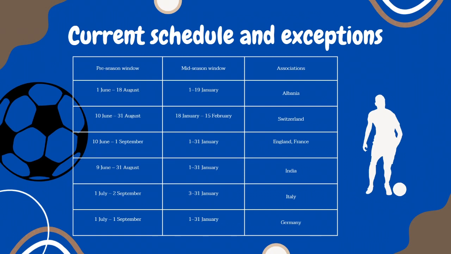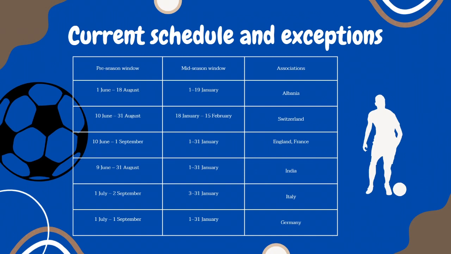England and France start on the 10th of June to the 1st of September, and the mid-season window starts from the 1st of January to the 31st of January. India starts on the 9th of June to the 31st of August, and the mid-season window starts from the 1st of January to the 31st of January.